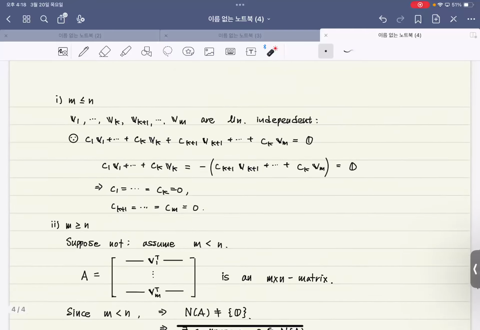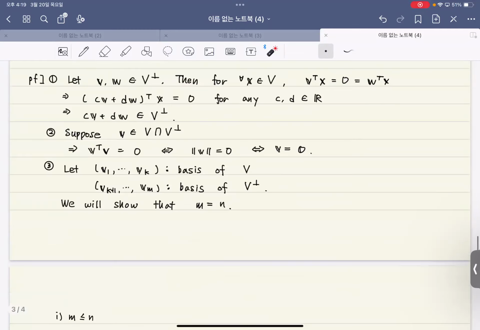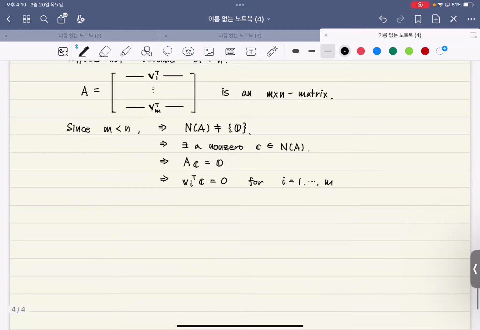So let me just go back to here. That means I was able to find some non-zero vector C such that this C is orthogonal to every basis vector of vector space B, and this guy is again orthogonal to every basis vector of the orthogonal complement of B. Okay. So since C is orthogonal to every basis vector of B, that means C must be a member of V perp, right? And C was orthogonal to every basis vector of V perp, right? That means C is a member of V perp and perp, right?